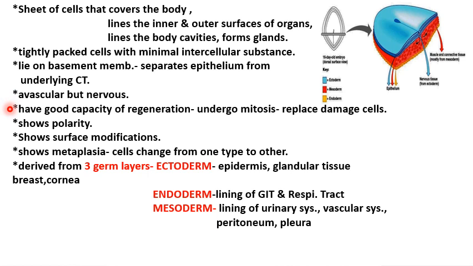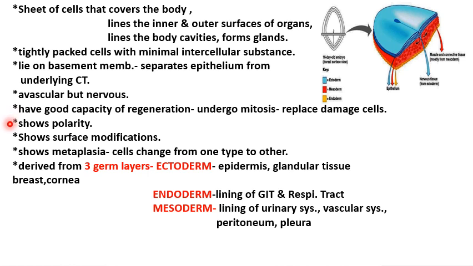Epithelium has a very good capacity of regeneration, where it undergoes mitosis and replaces the damaged cells. For example, you got hurt, there is an abrasion of the skin, and over a period of time, probably a week's time, you will see that the skin has been regrown. You won't be able to differentiate that area from the other area where you might have got injured. So that's how the epithelium undergoes mitosis and regenerates the damaged area.